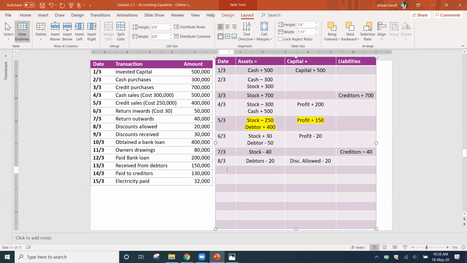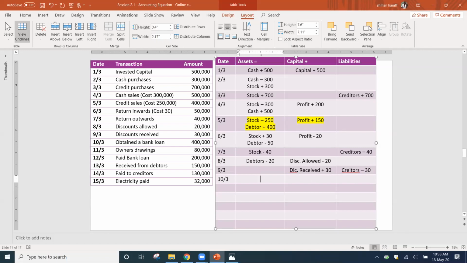So, 9th March, discount received. Discount received is an income. It will increase the capital by 30. Creditor will decrease by 30.